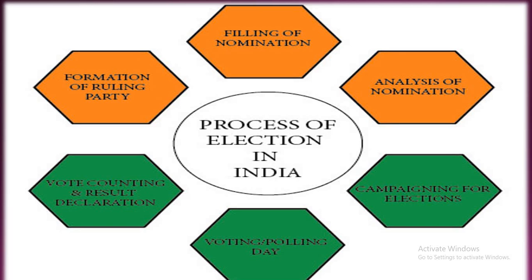After that, the votes will be counted and the result will be declared, showing who the winner is, the winner of the nation or winner of the parties. Finally, the winner will be the ruling party. They will form the legislature. This is how the process of election in India is carried out.